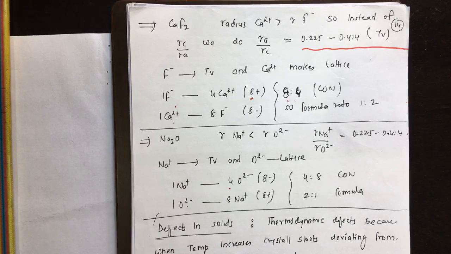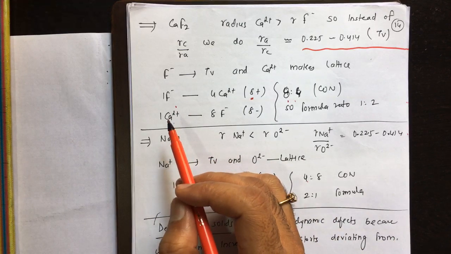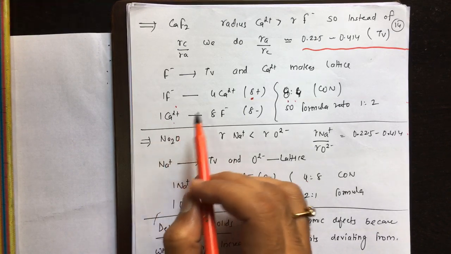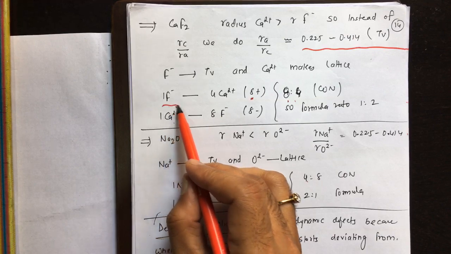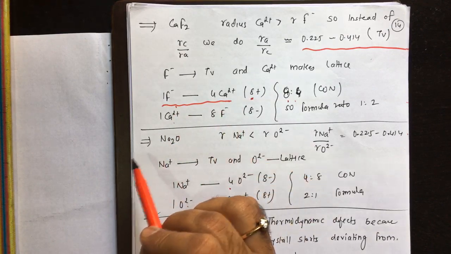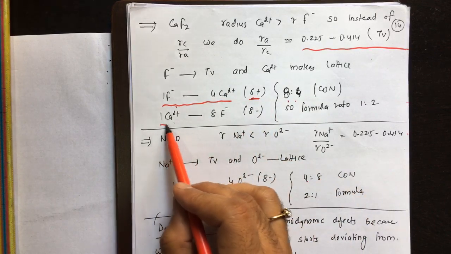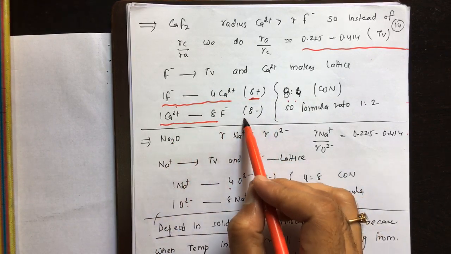Fluoride ion will go into the tetrahedral void. And who will make the lattice? Calcium ion will make the lattice, and fluoride ion will go into the tetrahedral void. So for making the tetrahedral void, you need to have 4 spheres. So who is going into the tetrahedral void? Fluoride. So one fluoride will be surrounded by 4 calcium ions. So 4 2s are 8, that is 8 positive charge. One calcium is surrounded by 8 fluoride, so that is 8 negative charge.